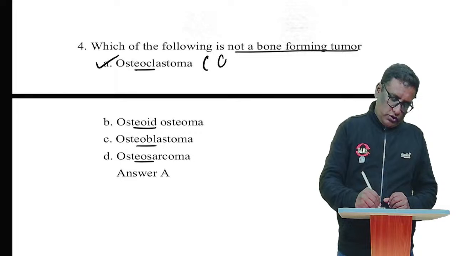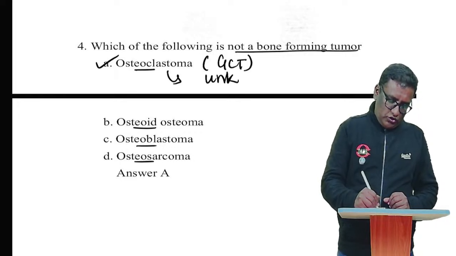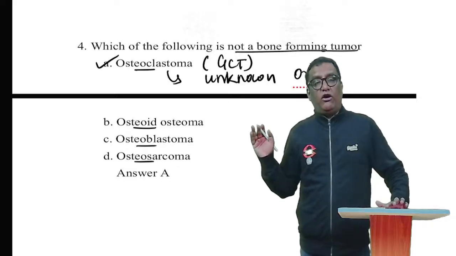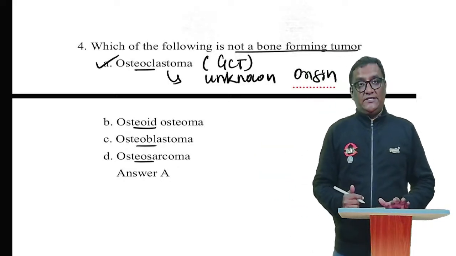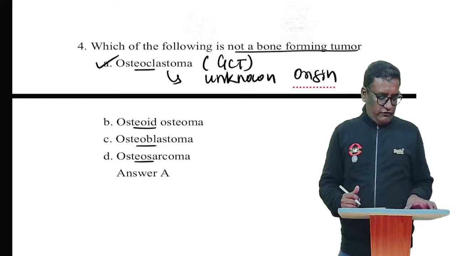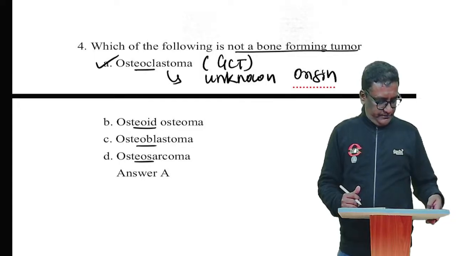It is also known as giant cell tumor of bone, and the origin is unknown origin, isn't it? This is your unknown origin tumor. Now the hypothesis is it arises from osteoblastic progenitor. It arises from osteoblastic progenitor.